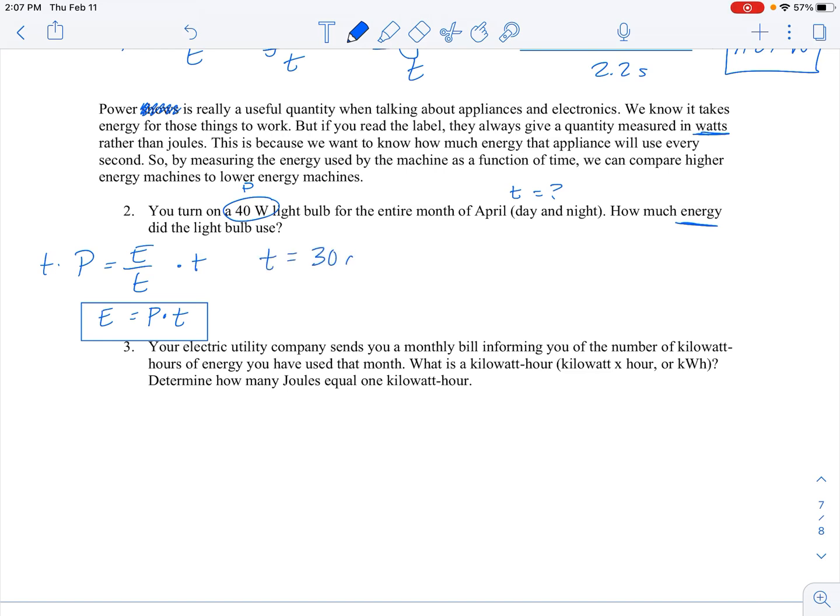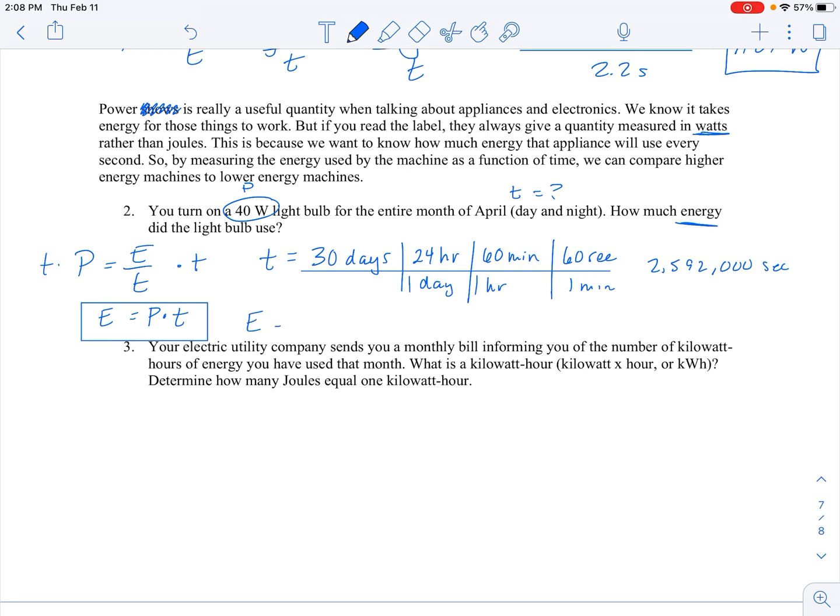The month of April is 30 days. And there are 24 hours in a day. And there are 60 minutes in an hour. And there are 60 seconds in a minute. So I'm going to multiply by the numerators and divide by the denominators here. Dividing by 1 doesn't change anything. So I'm going to take 30 times 24 times 60 times 60. And I get that the amount of time is 2,592,000 seconds.